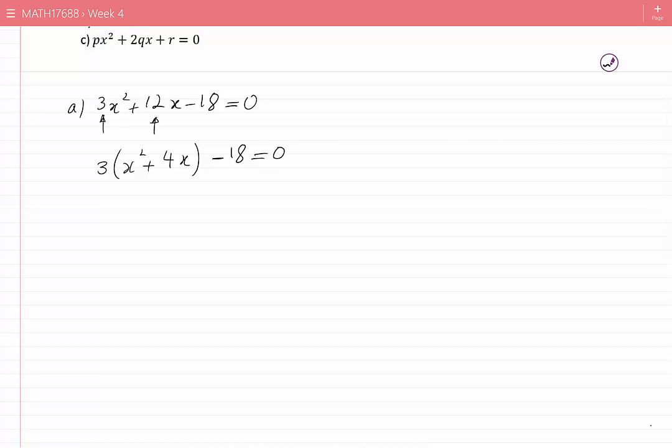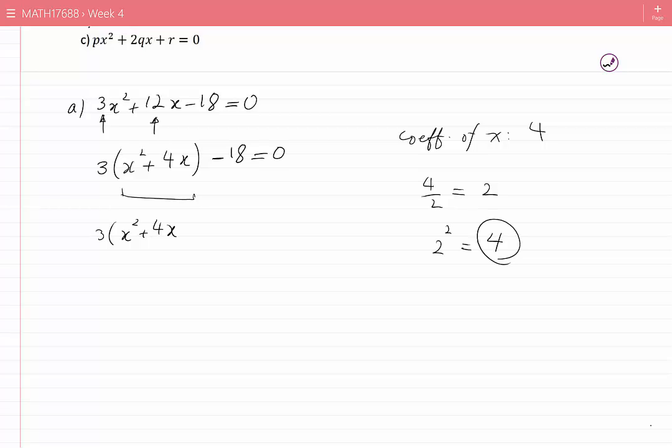Now inside the bracket we would add the square of half of the coefficient of x. The coefficient of x is 4. Divide that by 2, you will get 2, and square it. That gives you 4. Inside the bracket, add this 4 and subtract it, and close the bracket.